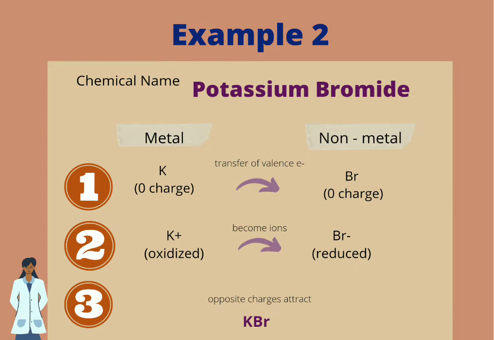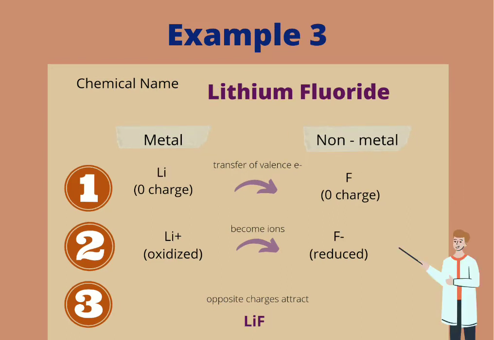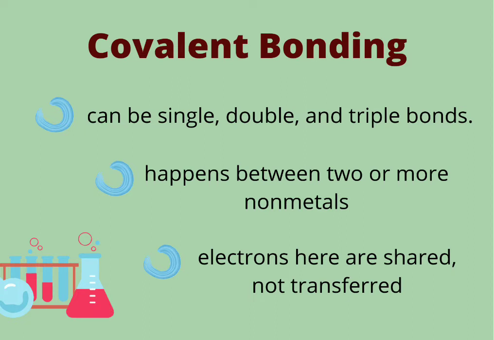Now let's move on to the other type of chemical bonding, the covalent bond. Covalent bonds are the type of bonding that happens between two or more nonmetals. The electrons here are shared, not transferred, and covalent bonds can be single, double, and triple bonds.